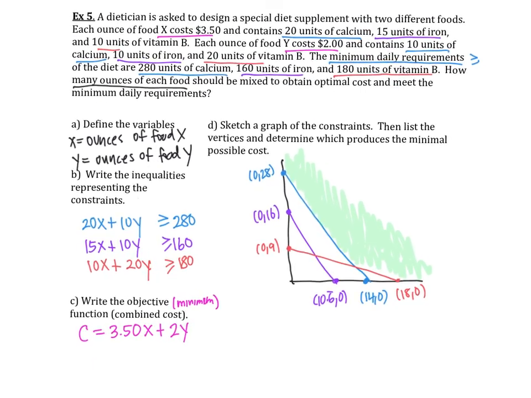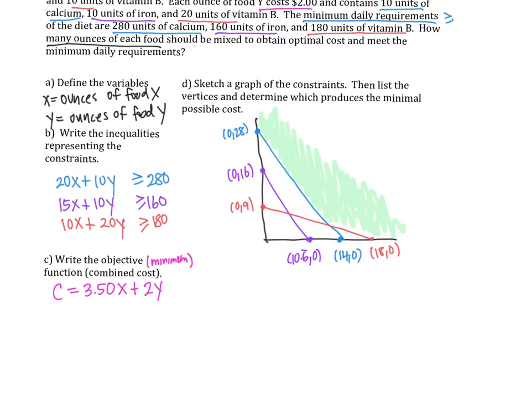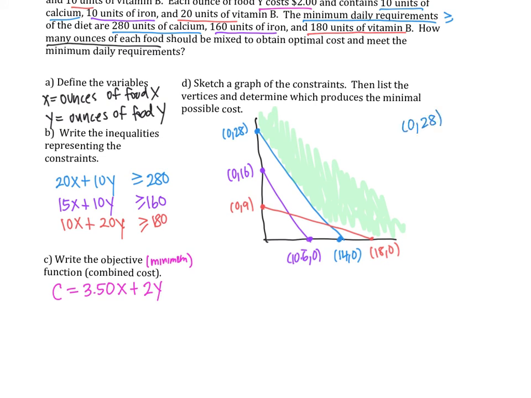Now I'm going to check my vertices to see which one gives me a minimum cost. But first I have to find all the vertices. One of them is 0.28, and I already labeled it because it was an intercept. Another one is this 18.0. The third vertex is going to be this one right here. Weirdly enough, this purple line did not affect my system at all. I could have left it off and it didn't change my results because it's not touching the shaded region. So let me see, red and purple. No, red and blue.